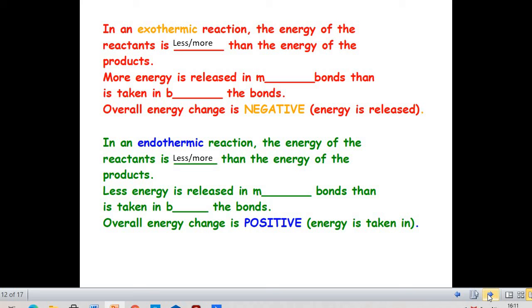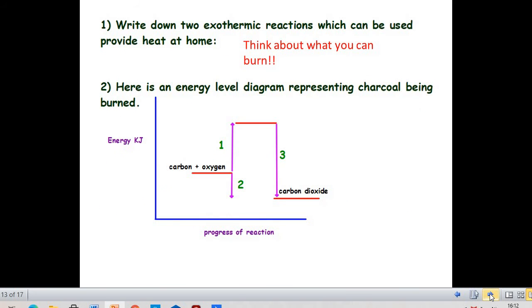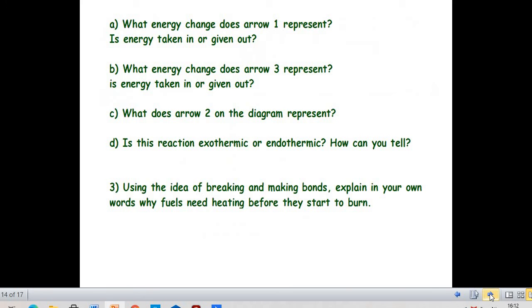What I'd like you to do then is to look at the previous graphs and try and work out the blanks. Now I've given you less or more here. I want you to choose which one is correct for each one, and then the blanks you fill in. So then you've got this, write down 2 exothermic reactions which can be used to provide heat at home. Think about anything you can burn at home. Then you've got an energy level diagram, and you've got some questions there. Do your best.